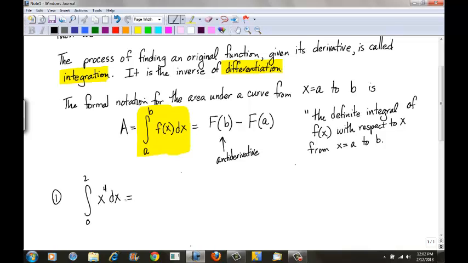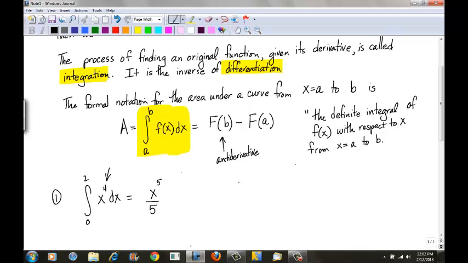Okay, so you still find the antiderivative. And if you go back, I know we've had a couple days off, you go back and say, okay, this is a polynomial, so you add 1 to that exponent, you divide by the new exponent.